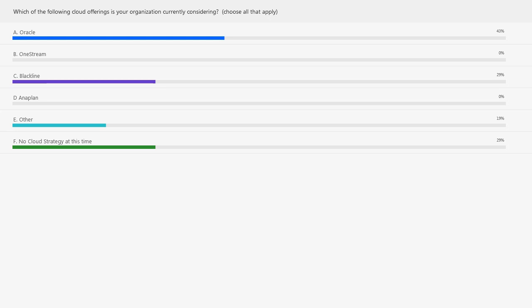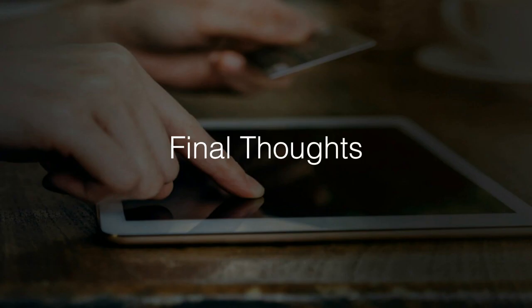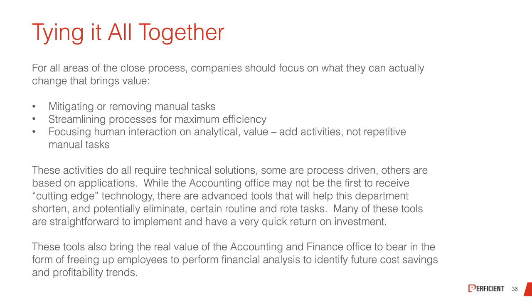So really, now as we're coming close to the top of the hour, we'll pull together my final thoughts. Really, the key thing is whether you're trying to do a process change to shorten the close or make the close more efficient, or whether you're looking for tools, the driver here is to eliminate or mitigate those manual tasks that are being performed by the people. Technology is typically the answer to do that, although process change can certainly help in that regard.